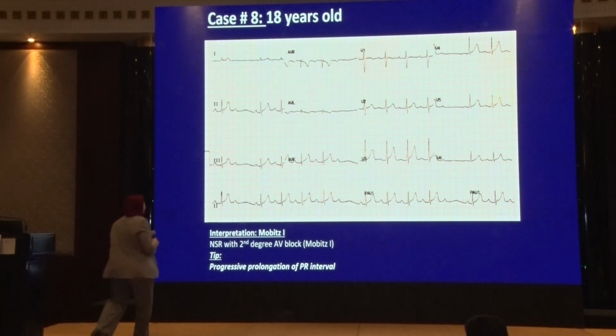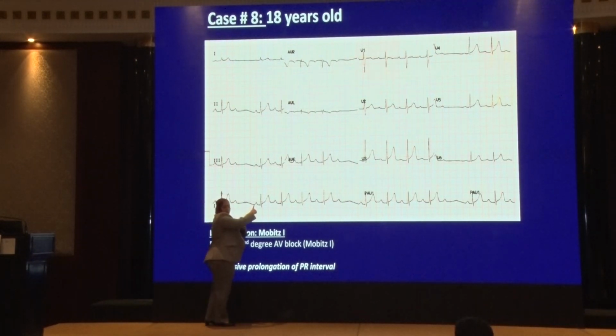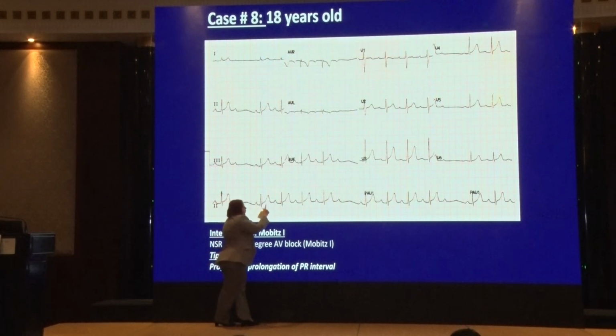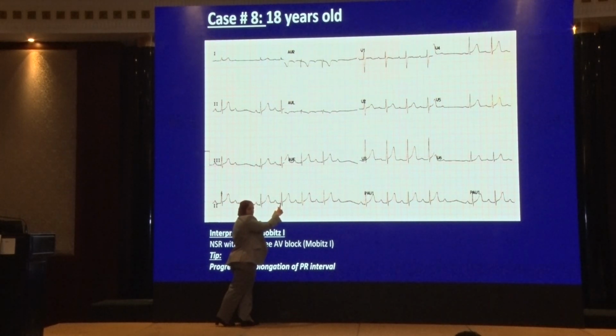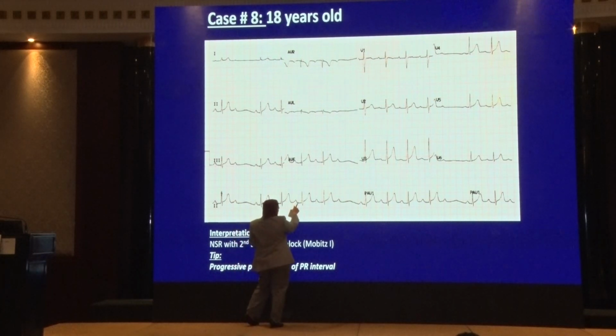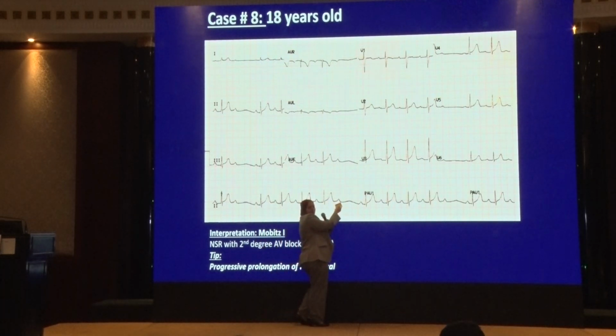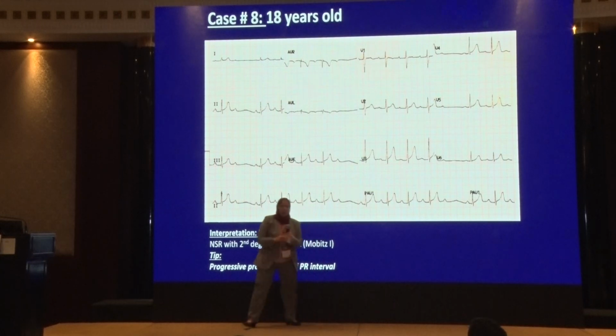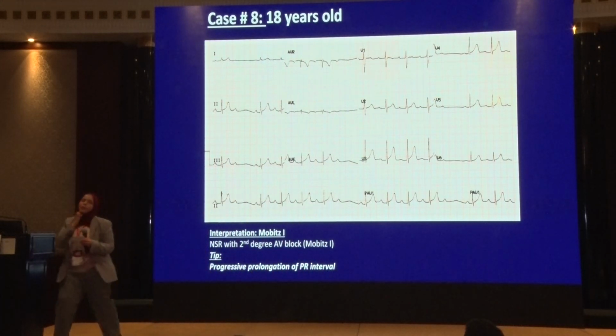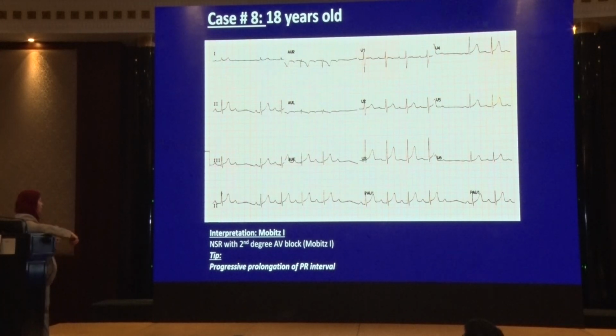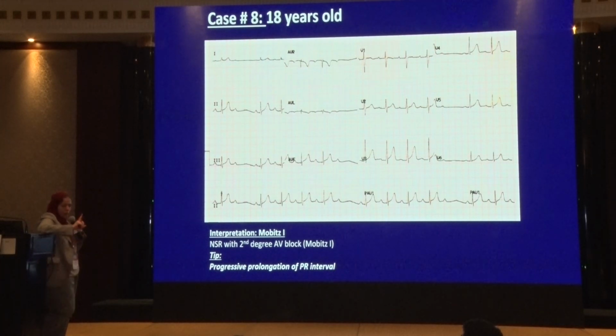So let's start here. Here I have a normal beat. This is a P and this is a normal PR. Then when I move here, I have a P, then the PR starts to get a little bit longer. Then what will happen here? The PR will keep getting longer till I have a P and a dropped complex. When we start to have dropped complexes, we are speaking about second degree heart block. This is what we call Mobitz 1, when the PR is prolonged gradually till I drop one.